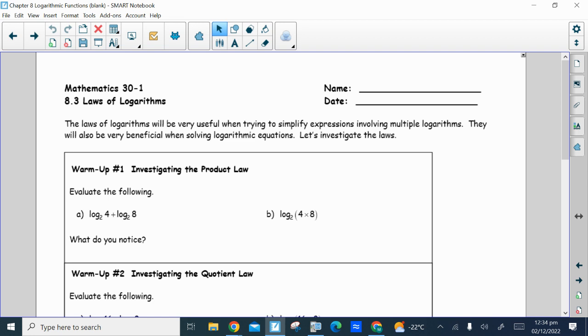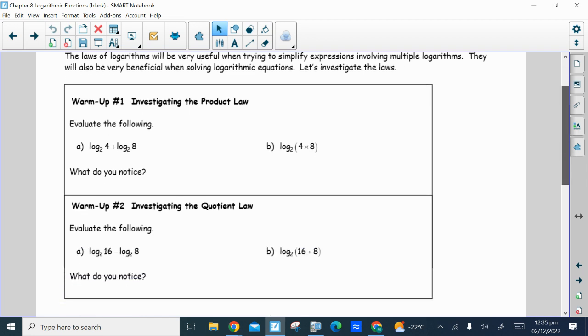So they can be used when trying to simplify expressions involving multiple logarithms. They will also be beneficial when solving logarithmic equations. So this first question, the warm-up number 1, says to evaluate the following. The first one is log base 2 of 4 plus log base 2 of 8.